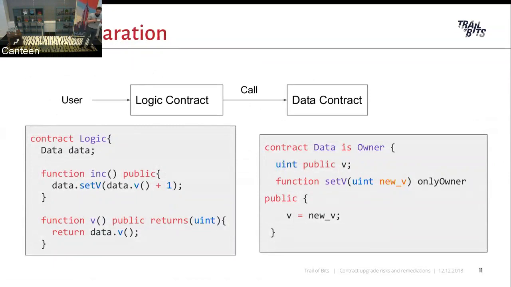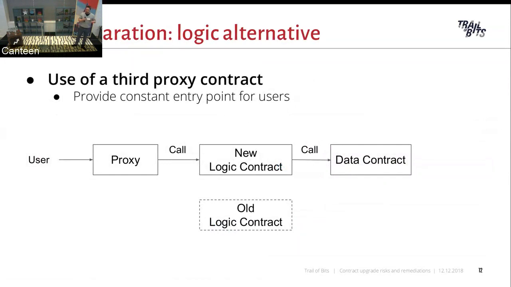So there are many alternatives and different ways to implement this solution. One issue that we saw in many clients implementing this solution is that every time you deploy a new logic contract, you change the entry point of your system. So it might be a bit annoying from a new user perspective. So there is this alternative which simply adds a new contract, a proxy, which will be the constant entry point to your system. So now you have three contracts: the proxy, the logic contract, and the data contract. The user will interact with the proxy contract, and if you need to change the functionality, you just need to change the contract in the middle.